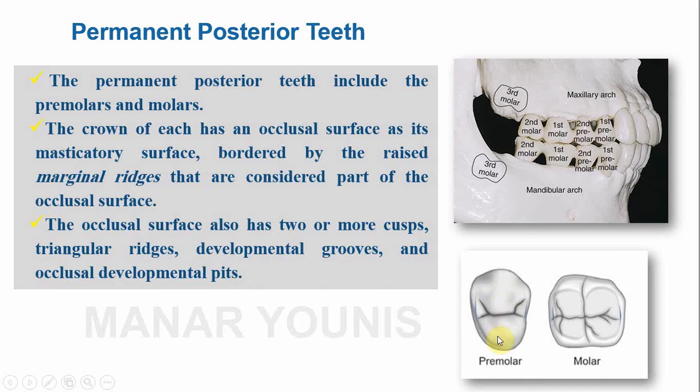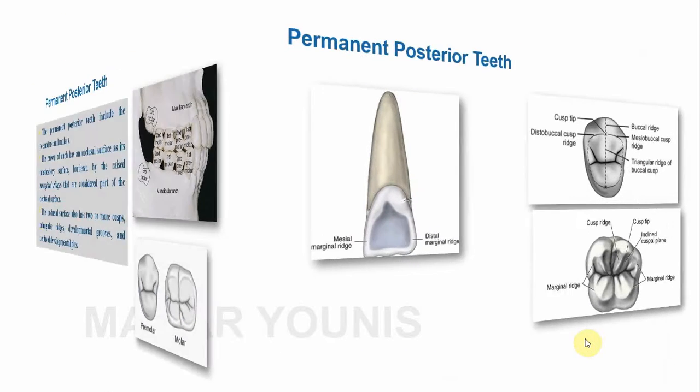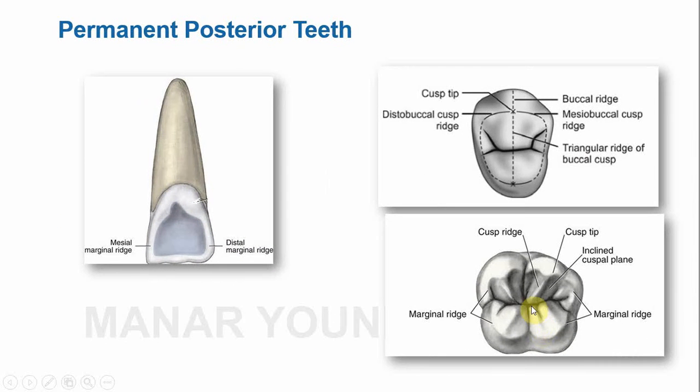Also, we have two or more cusps. Also, there are developmental grooves, pits, and triangular ridges and other anatomical landmarks. As you can see in these figures, the marginal ridges are considered part of the occlusal surface. This is the mesial and this is the distal marginal ridge of a maxillary first premolar. The same thing is found in the mandibular first molar. This is the mesial marginal ridge and this is the distal marginal ridge. While in anterior teeth, the marginal ridges are considered part of the lingual surface of these teeth.